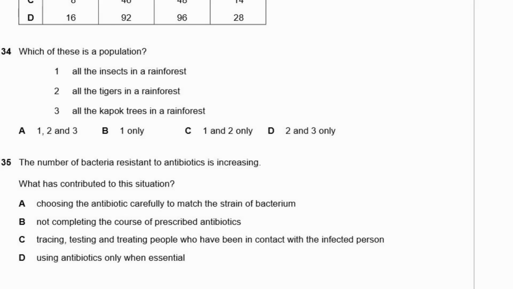Question 34. Which of these is a population? A population is one species living in one area. All insects in a rainforest. You could have ladybugs, dragonflies, there are so many different species of insects. So that is not a population. All the tigers in a rainforest. Yep, they're likely to be only one species of tiger. Maybe there's more than one, but it's unlikely. All the kapok trees in a forest. I assume there's just one species of kapok tree. And so the answer here would be 2 and 3 only. D.